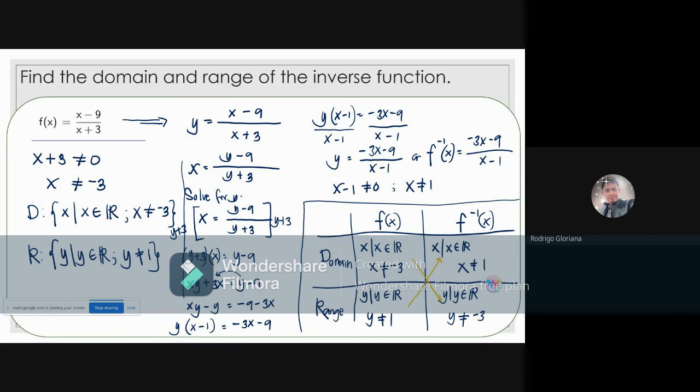These are how we find the domain and range of the inverse function.